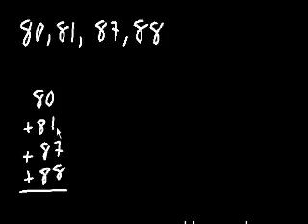Well, 0 plus 1 is 1. 1 plus 7 is 8. 8 plus 8 is 16. 16 plus 8 is 24... I just ran 8 miles, so I'm a bit tired. And then you have 4 eights, so that's 32, plus 1 is 33.